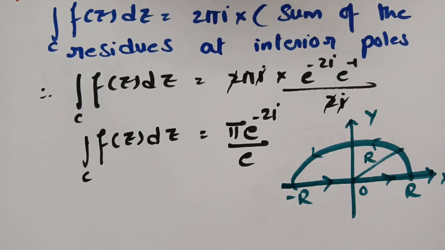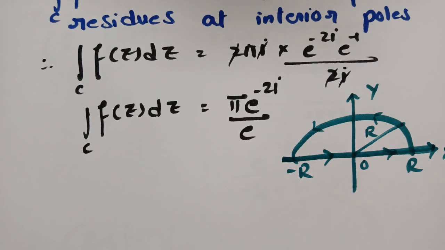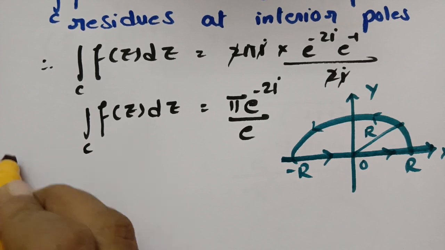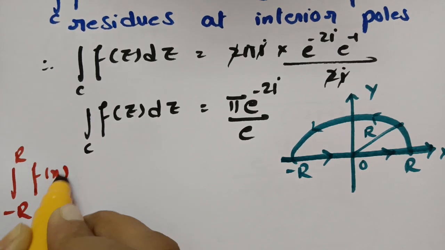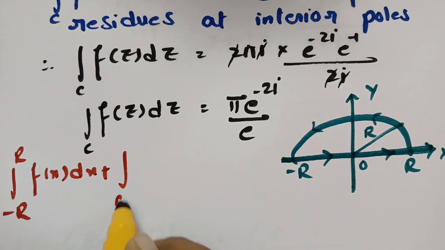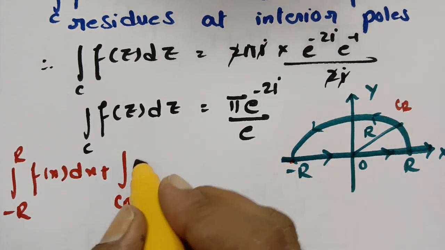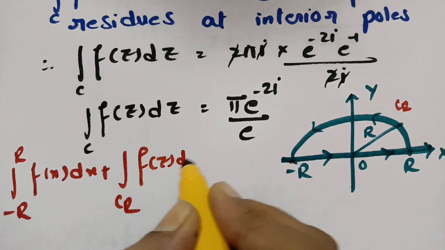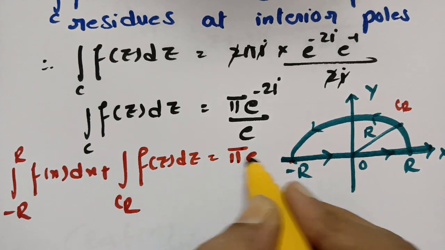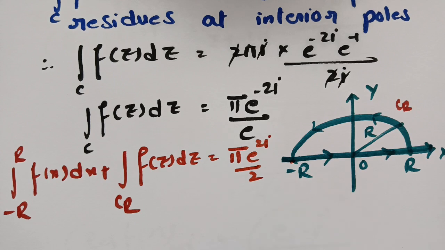So I have to split this into two parts. The first part is like this, from minus R to plus R through the real axis, f of x dx, plus the integral through C_R, the semicircle, f of z dz, is equal to pi times e power 2i by 2. And this is our first equation.